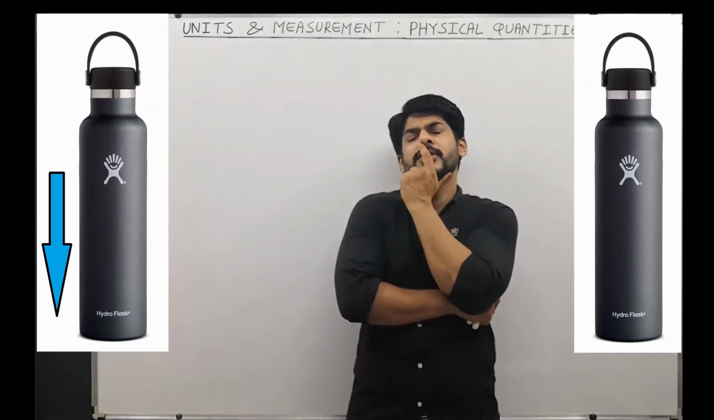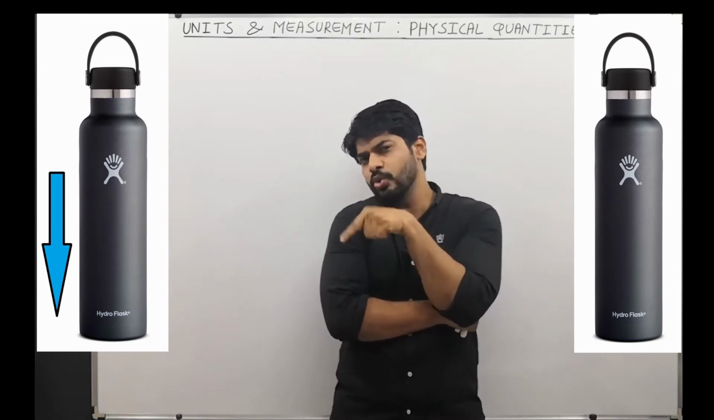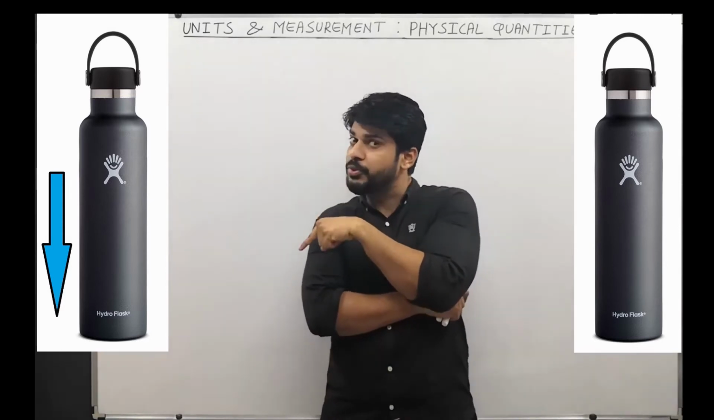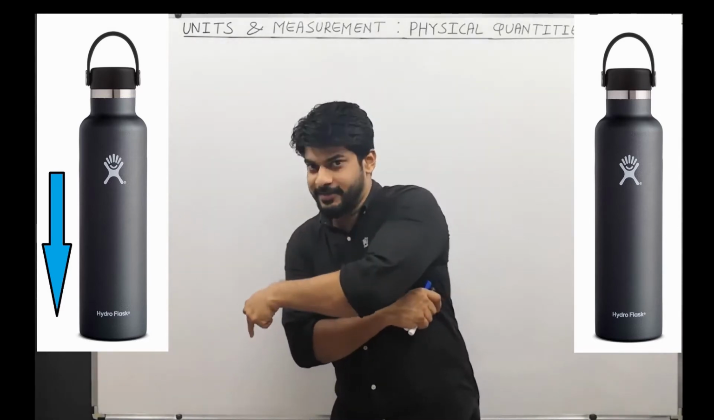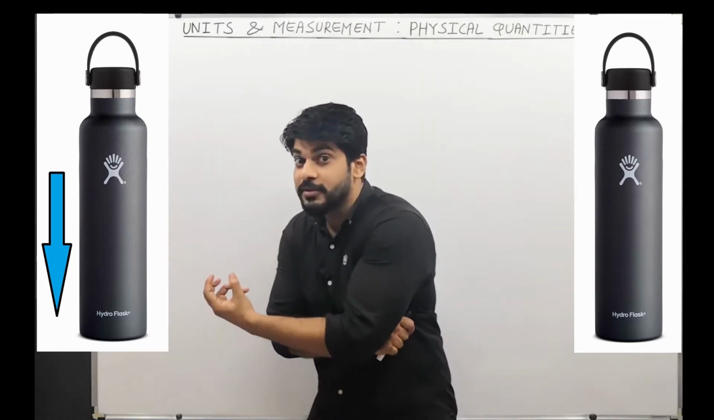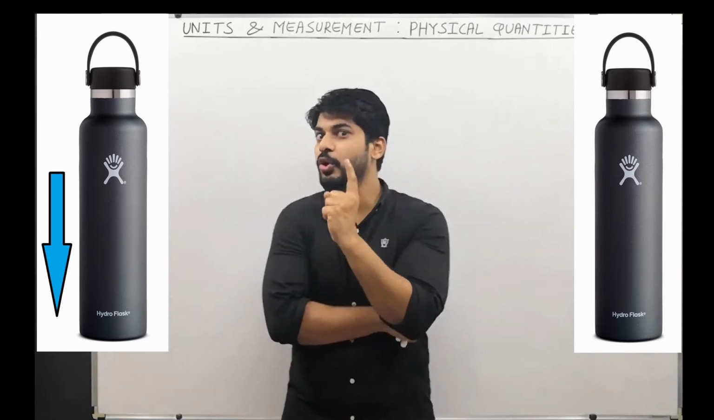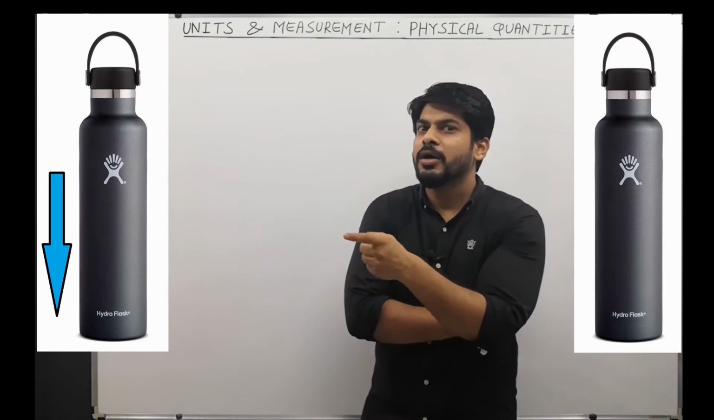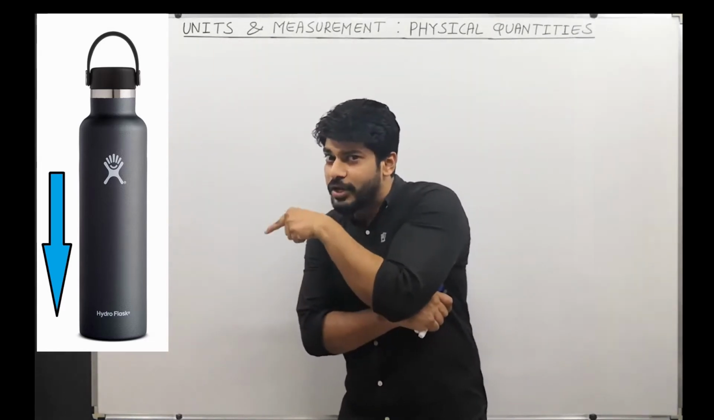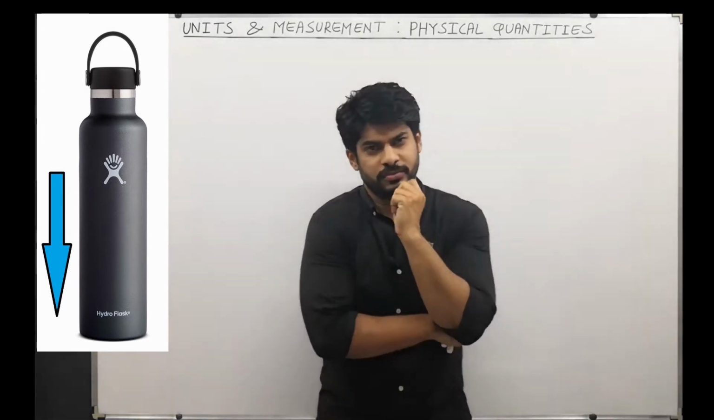Now over here you not only have to describe this object, but you also have to describe this event. It's an event, isn't it? The falling bottle, the falling object, is an event. So now you need to talk about the properties associated with this falling object. So what can those be?